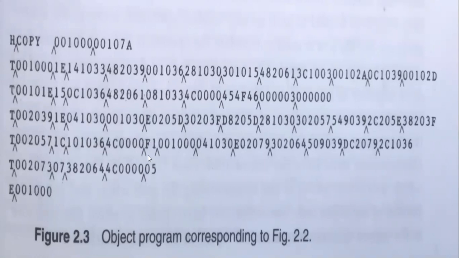These arrow marks, or these indications we have here, won't be available in the original object code or object program. They are just to identify where exactly a particular instruction terminates.